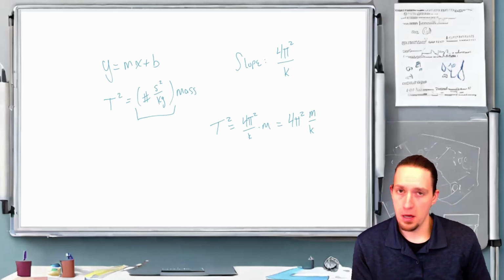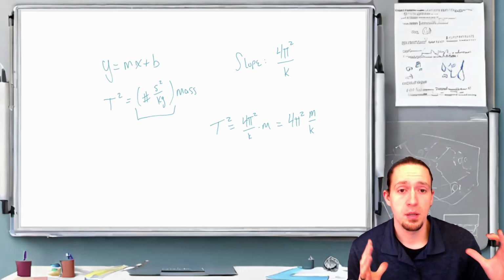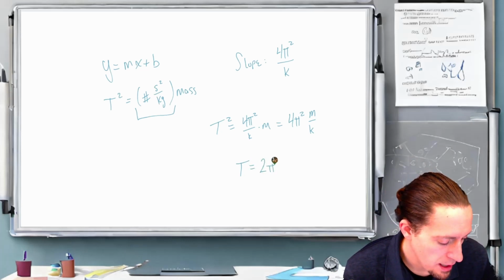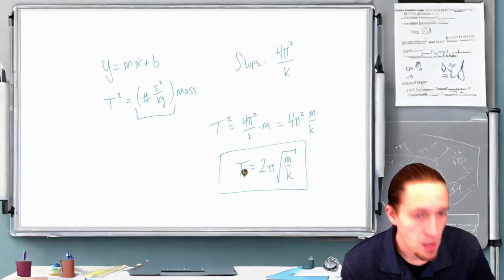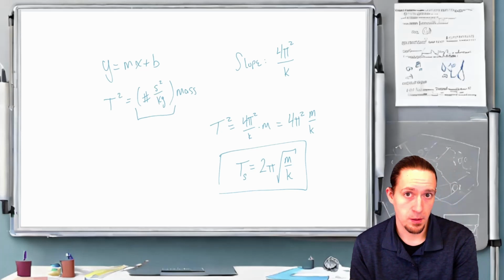Not everyone loves that leading variable to have any modifiers on it. So pretty standardly, we would square root both sides. And if we do that, we get that the period is 2 pi radical m over k. We would call this T_s because it is the period of a spring oscillator.